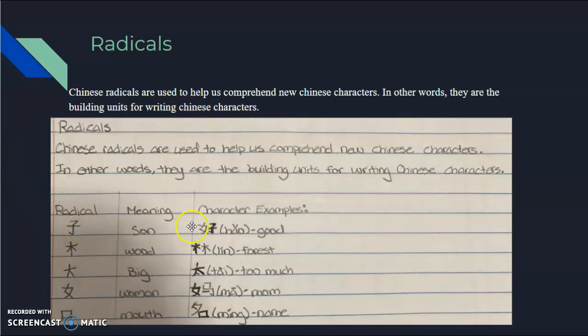Si can be used in hao. Mu can be used in lin. Da can be used in tai. Niu can be used in ma. And cow can be used in ming.